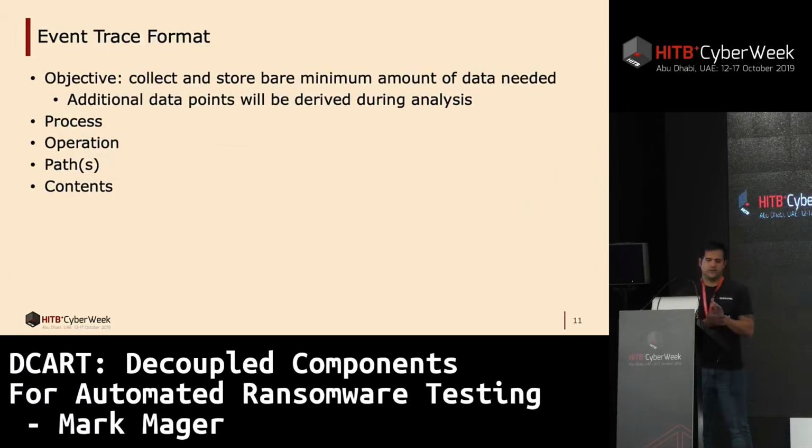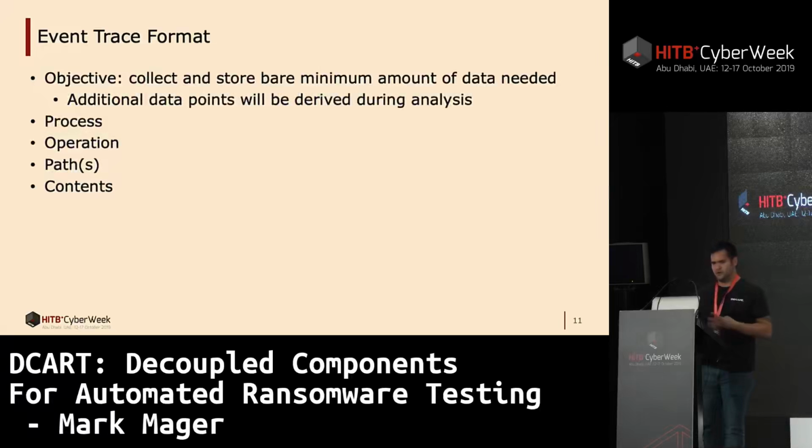So for the event trace format, the idea is that we're just trying to collect the minimum amount of information, because if this is something we're collecting for every single event that's relevant to us, you can see how that would add up very quickly and introduce a lot of overhead and be a performance drag on the host. We're collecting this very basic information, but then during the offline analysis, we'll collect and derive additional data points that are going to help us generate further metrics that give us an idea as to how anomalous activity actually is.